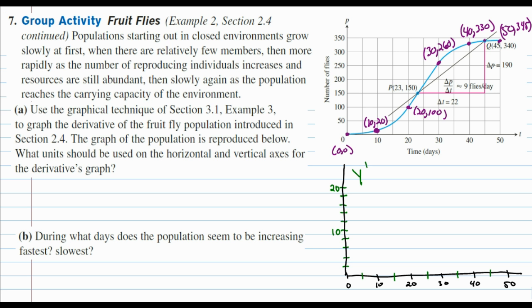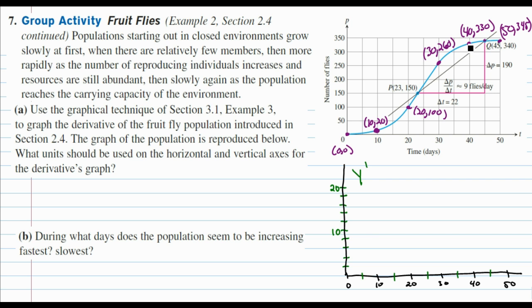Now in the Now Try problem number 7, we get to use all these terminologies that we learned from the graph and apply it to more of a question and answer type situation instead of just an observational situation. All right, so fruit flies. Populations starting out in closed environments grow slowly at first when there are relatively few members, then more rapidly as the number of reproducing individuals increases and resources are still abundant, then slowly again as the population reaches the carrying capacity of the environment. And we've studied this in pre-calculus.